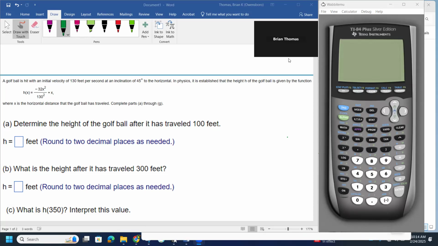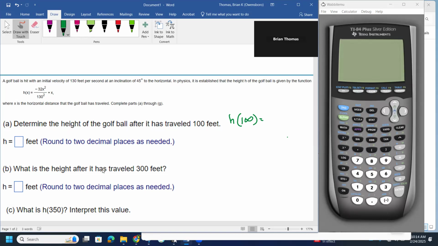So we want to complete parts A through G, or actually, I believe it's A through H. The first question says, determine the height of the golf ball after it has traveled 100 feet. Essentially they're asking us to figure out h(100). x represents the horizontal distance, and h(100) will represent the vertical distance. So what I have to do is substitute 100 into this formula.